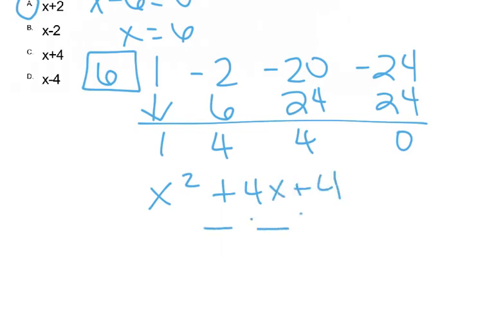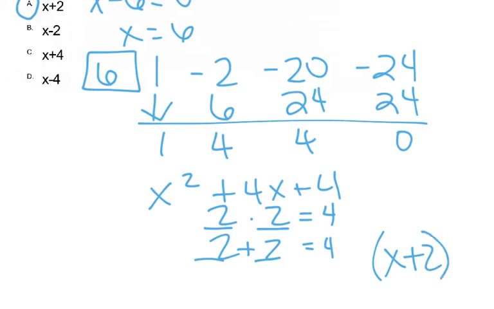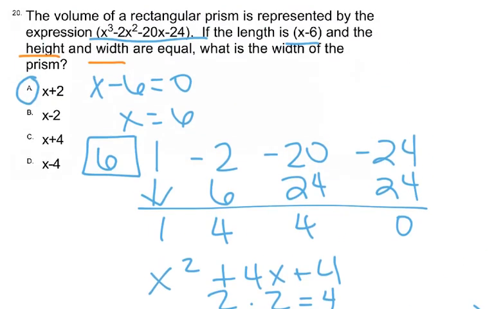I'm looking for two numbers that when I multiply them, I get 4, and when I add them, I get 4. The only two numbers are 2 and 2. So x plus 2 and x plus 2 are my height and my width. So that's why the answer choice is A.